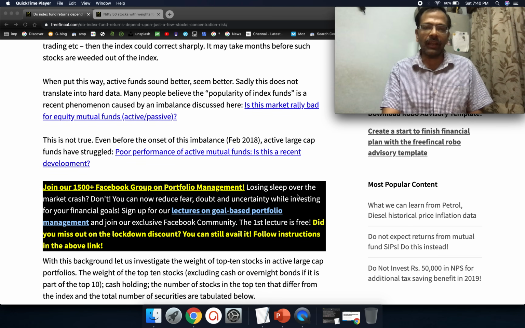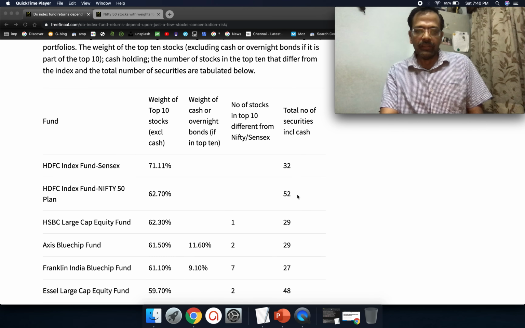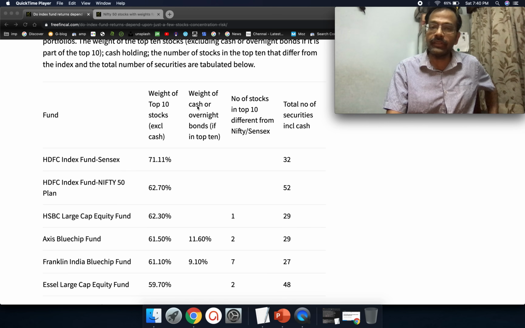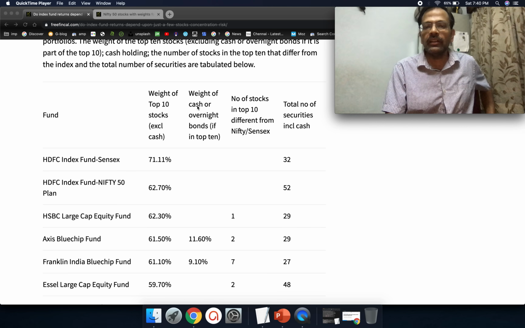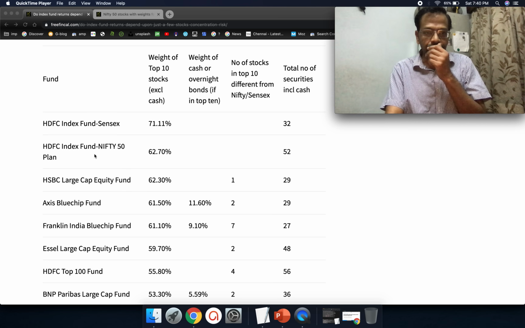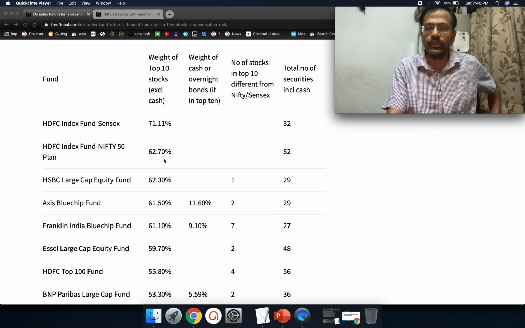If you look at the active large cap funds, I have tabulated the weight of the top 10 stocks, and this is the weight of the cash if it is in the top 10 holding currently. And these are the number of stocks that are different from the top 10 in the Nifty and Sensex. And this is the total number of securities. So if you look at HDFC's index, that's an index fund, and it's got that 71% weight in the top 10. This is Sensex has got 71% weight. The Nifty has got 62.7% weight.